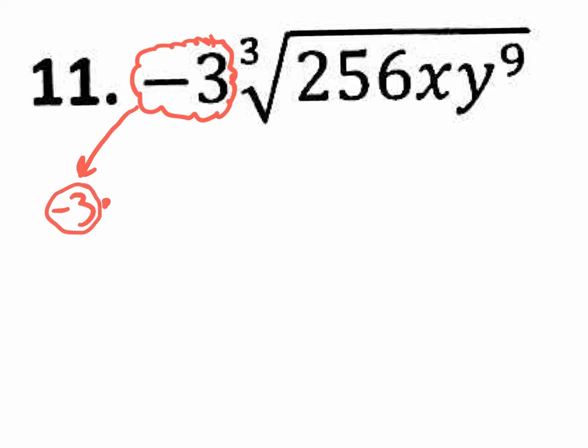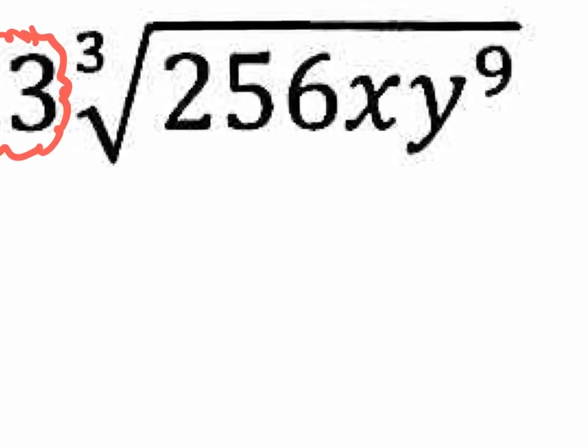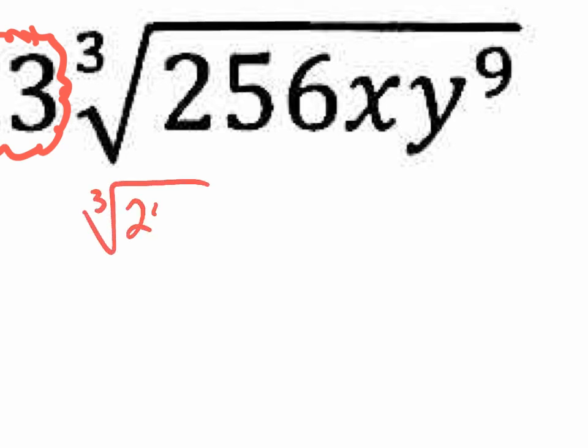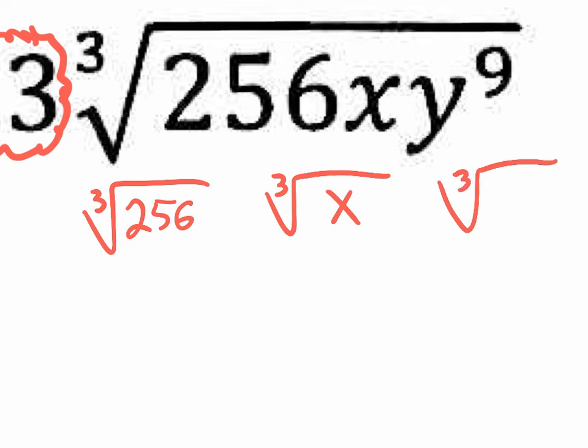So let's just put that -3 on pause, and let's focus in on the cube root of 256xy to the 9th. So just like any other root, whether it's cube or squared or the fourth root, whatever root you have, let's split it up to each of the terms. So I'm going to put the cube root of 256, the cube root of x and the cube root of y to the 9th. Okay, so 256 is not a perfect cube number, or is it?